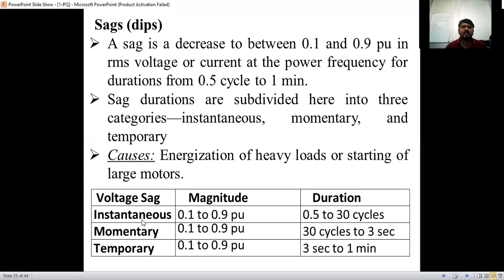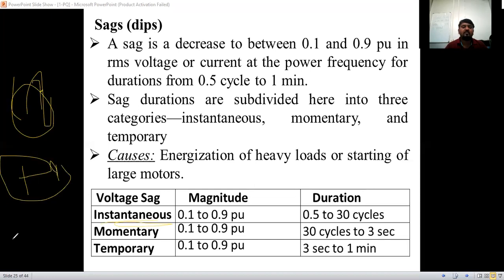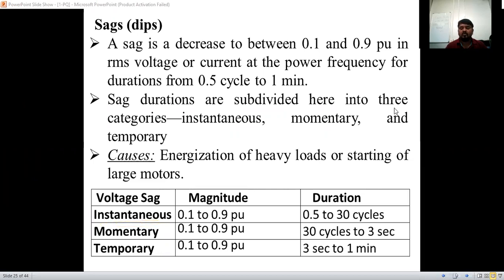Instantaneous means the voltage is down only for a particular instant, from 0.5 cycles for a particular cycle. A particular moment is called momentary. And temporary means anywhere from 3 seconds to 1 minute. If it lasts more than 1 minute, we call it a sustained interruption. This is called voltage sag.